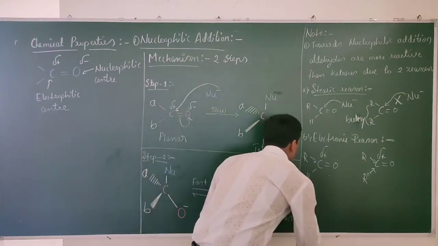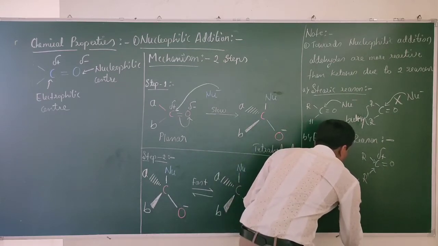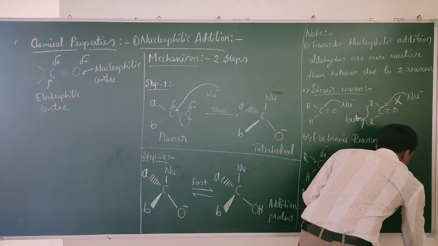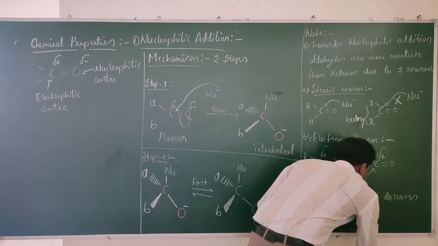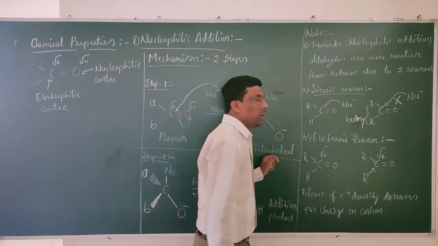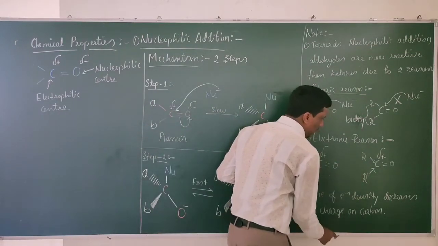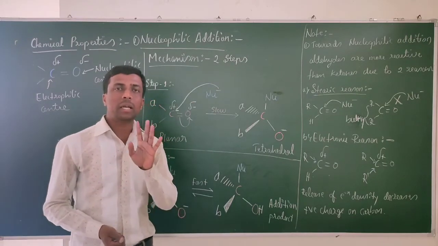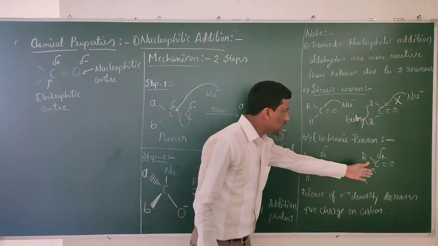This release of electron density decreases the positive charge on the carbon. Alkyl groups always release electrons. Because of this electron release, the positive charge on the carbon decreases. If the positive charge on the carbon decreases, the nucleophile will not attack the carbon because it needs the positive charge.